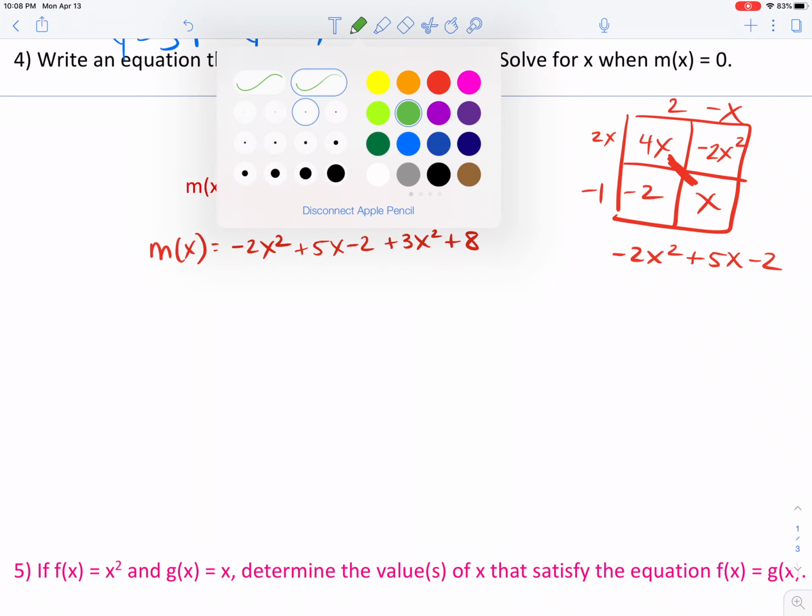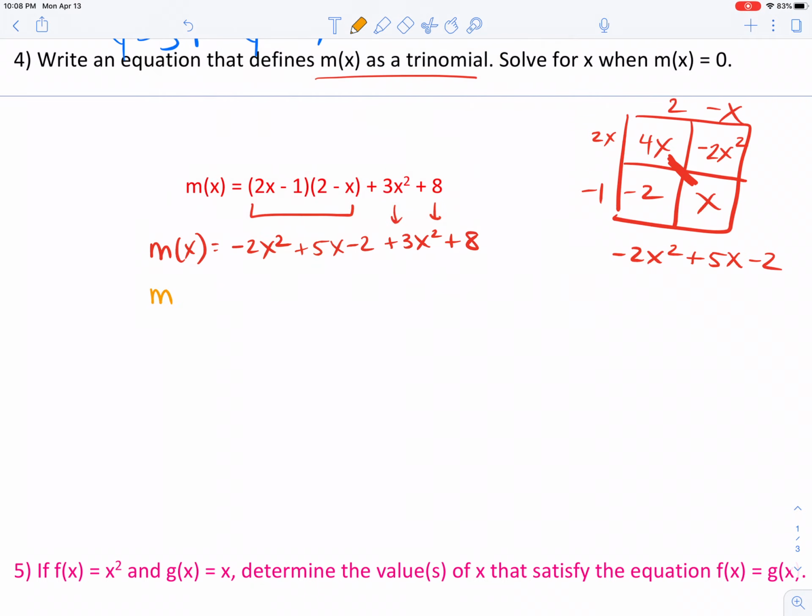And then we have like terms on the same side. So the negative 2x squared and the positive 3x squared, since they're on the same side, I just combine them, and I get 1x squared. There's just one x term, and then two constants. Again, the negative 2 and the positive 8 are on the same side of the equation, so I just combine them. Negative 2 and 8 is 6.